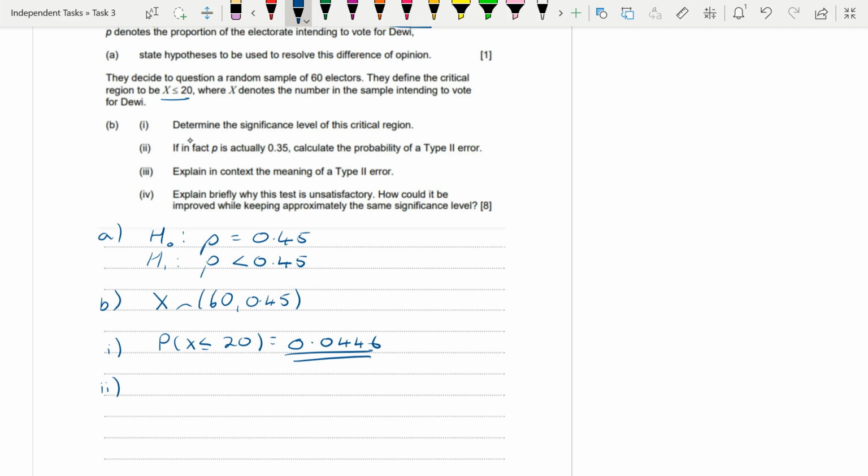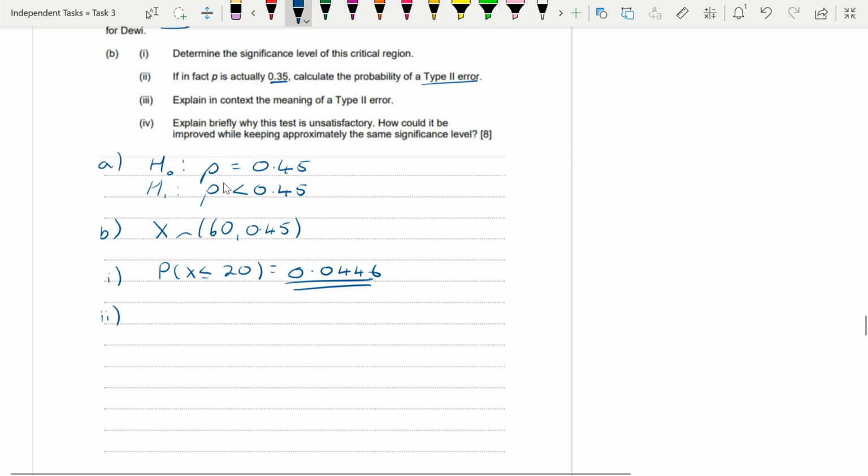Right. This is where things get a little bit tricky. So in fact, P is actually 0.35. Calculate the probability of a type 2 error. Okay, so you've got two types of error, type 1 and type 2. A type 2 error is not rejecting H0, so keeping H0, when we should have. So when the P in our case is less than 0.45.